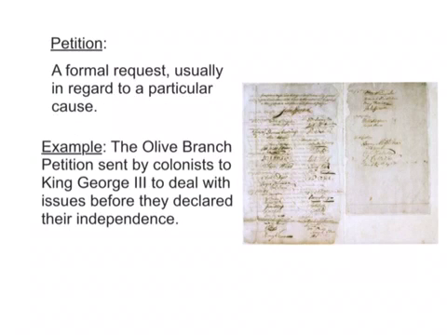Our next key term is petition. This is a formal request, usually in regard to a particular cause. An example of a petition is the Olive Branch Petition that was sent by colonists to King George III to deal with issues before they declared their independence. Make sure you use this example, draw a picture, or give key terms in the far right-hand side of your vocabulary chart.